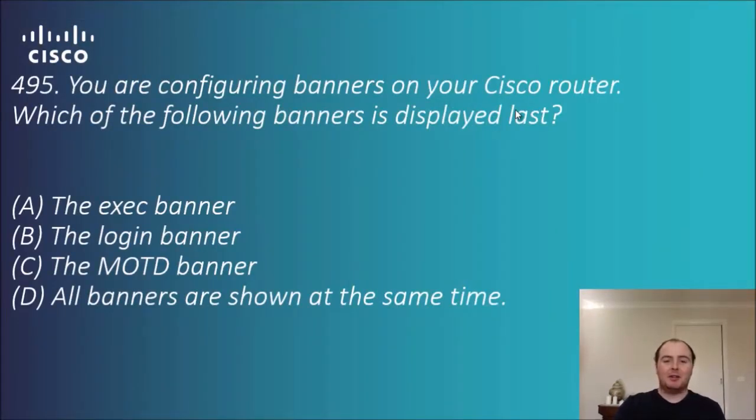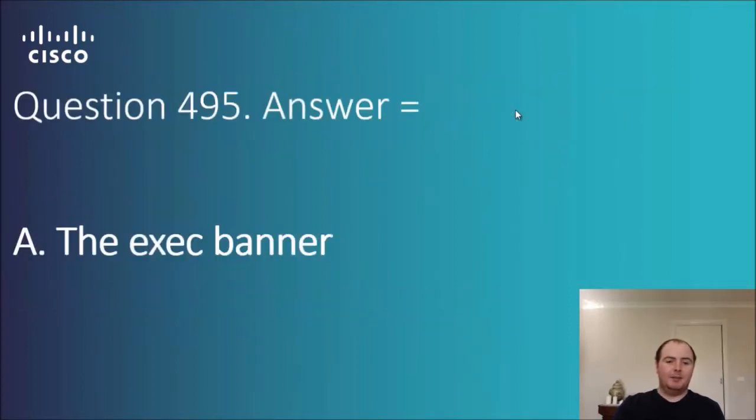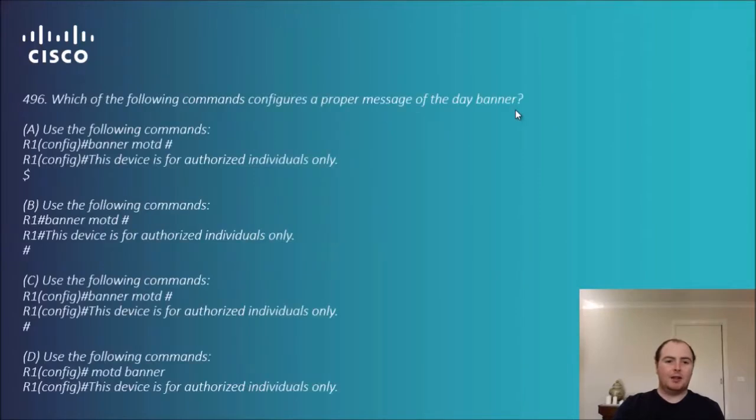495, you are configuring banners on your Cisco router. Which of the following banners is displayed last? So we've got the exec banner, the login banner, the message of the day banner. All banners are shown at the same time. Right, this one, so the answer is A, the exec banner. That is the last one amongst the list that was provided.